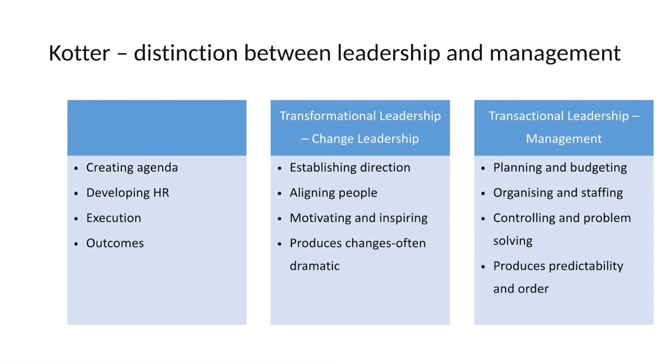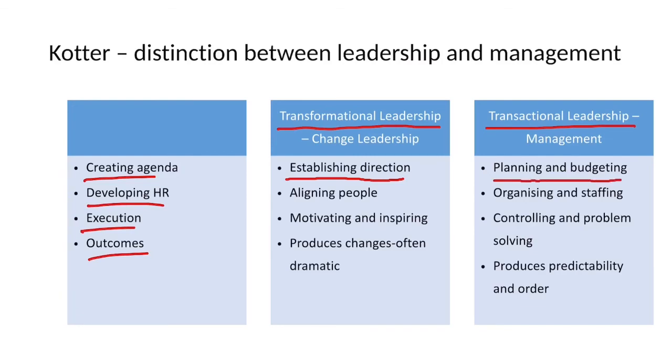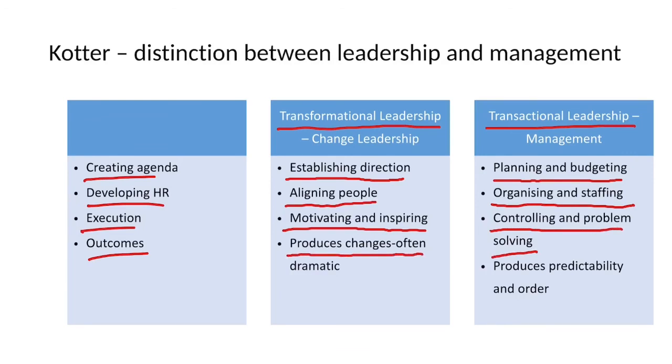Kotter's distinction between leadership and management can be considered under four factors. One is the transformational leader and the other is the transactional leader. The differences can be learned under these four factors on the left-hand side. Creating an agenda: the transformational leader is establishing a direction, whereas the transactional is planning and budgeting. Developing a human resource plan is about aligning people, whereas here it's organizing and staffing. In execution, it's more about motivation and inspiration, whereas here it's control and problem solving. Outcomes: changes are dramatic here, while this produces predictability and order.